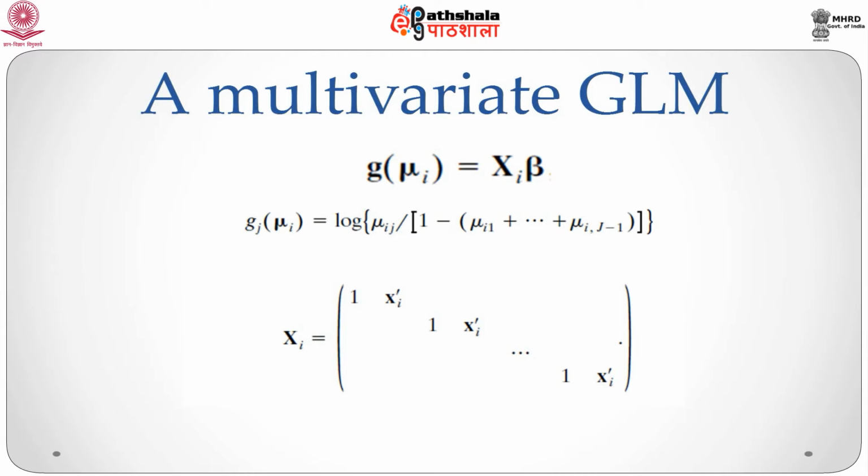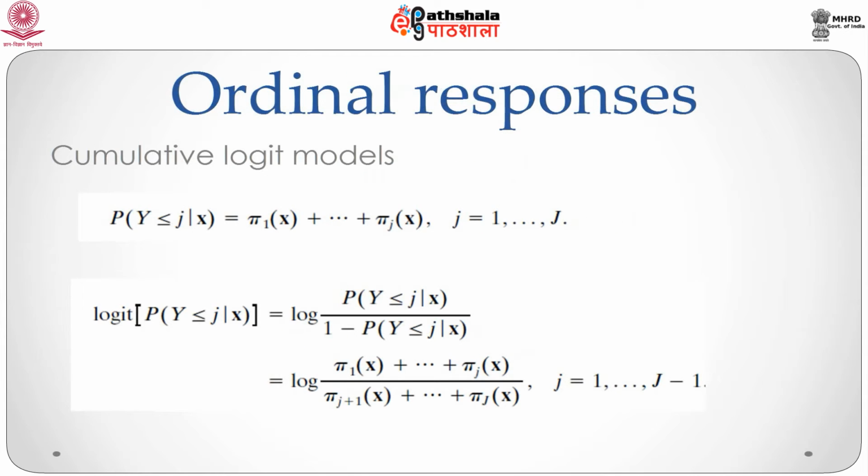The link function is given by g_j of mu_i equal to log of mu_ij by 1 minus mu_i1 up to mu_i(J minus 1), for small j equal to 1 to capital J minus 1. Let us move next to the case of ordinal responses. A popular model for ordinal responses is the cumulative logit model.